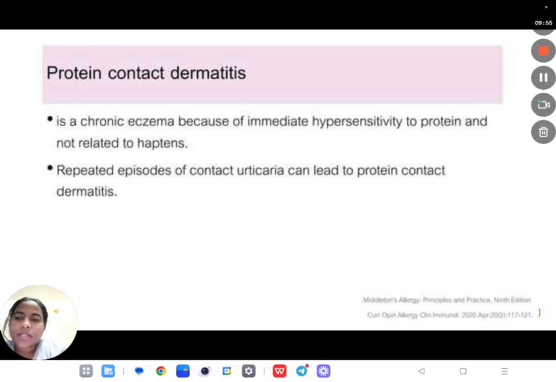Protein contact dermatitis is a chronic eczema because of immediate hypersensitivity to proteins, and is not related to haptens. Repeated episodes of contact urticaria can lead to protein contact dermatitis.